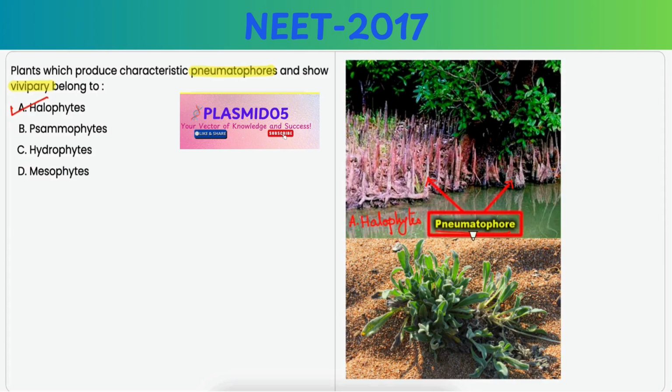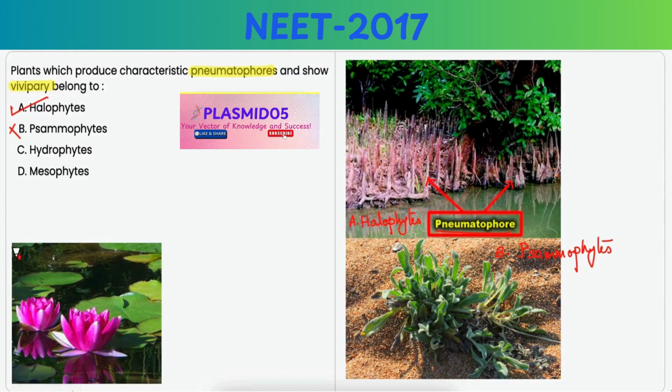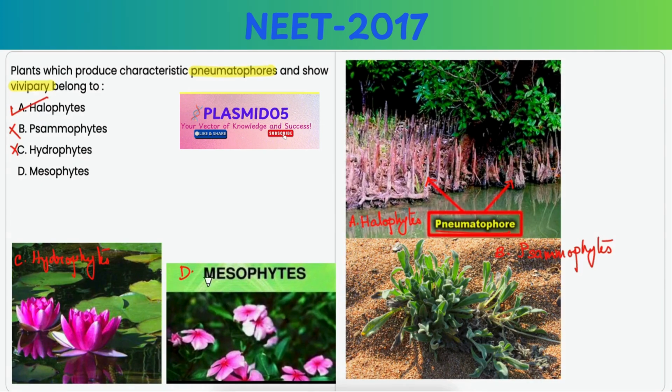Option B, psammophytes. It is incorrect because psammophytes are plants adapted to sandy soils, such as those in deserts. But pneumatophores are absent and they also lack vivipary. Option C, hydrophytes. It is incorrect because hydrophytes are plants that are adapted to aquatic environments. Now, they have adaptations like aerenchyma for buoyancy, but they do not have pneumatophores or exhibit vivipary. Option D, mesophytes. It is also incorrect because these are the plants adapted to moderate and non-extreme environments. So, they lack special adaptations like pneumatophores and vivipary.